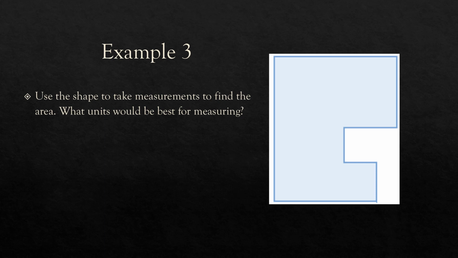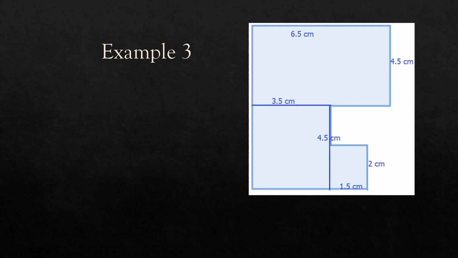Example 3, use this shape to take measurements to find the area. What units would be best for measuring? You could continue to use inches. I chose to use centimeters on this shape. I'm also going to break the shape into different rectangles. So my first rectangle up at the top is 6.5 times 4.5. I then have this medium rectangle, 3.5 times 4.5, and then I have a small one, 1.5 times 2.